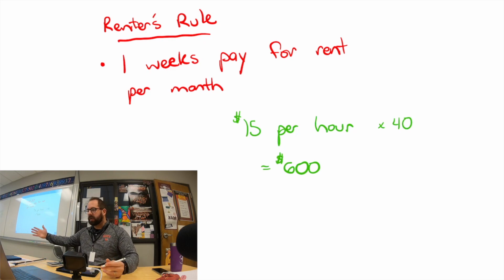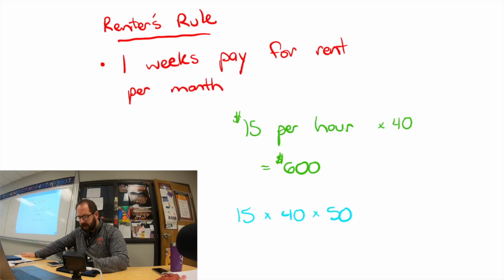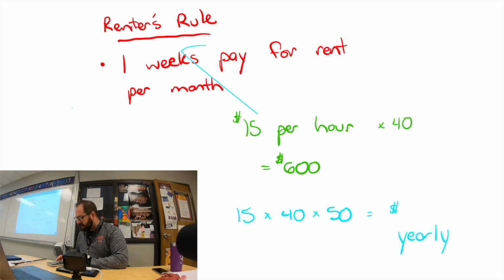My total yearly salary, by the way, is $15 per hour times 40 times 50 weeks a year. It's always about 50 weeks. I know there's 52 weeks in a year, but they always have about 2 weeks' worth of vacation time, usually for most businesses. This is what your yearly salary is if you're at $15 per hour. So 15 times 40 times 50, it's about 30 grand a year.